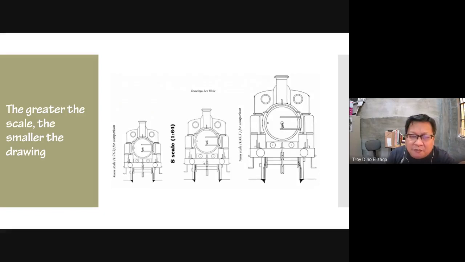So this is an example. This one is 1 is to 76.2. Well, I think these are drawings on toys, because if you buy these toys, they also have a scale, and the scale is difficult to understand. It's like 76.2, 1 is to 64. But here you can see that 1 is to 76.2 is smaller than 1 is to 64, and this one is smaller than 1 is to 43.5. Okay, just an example.